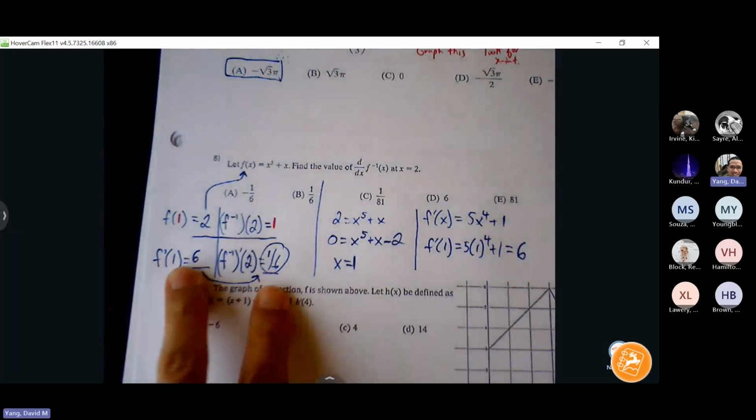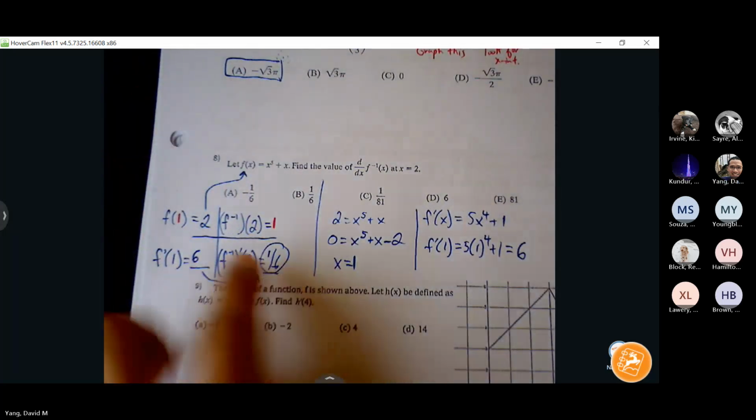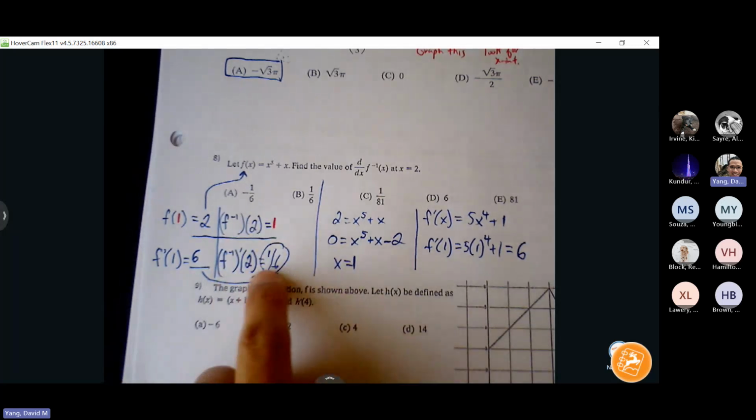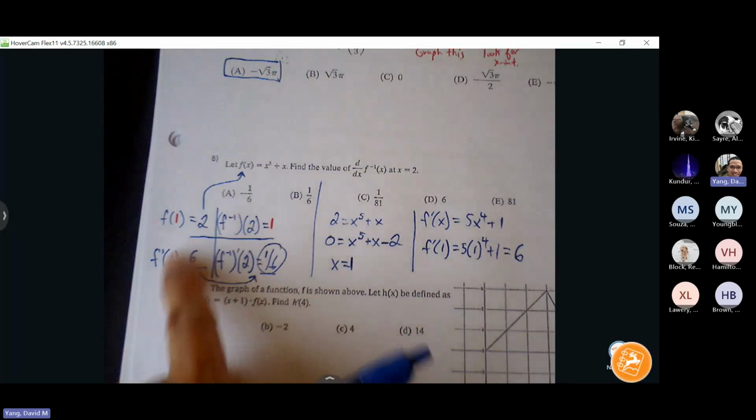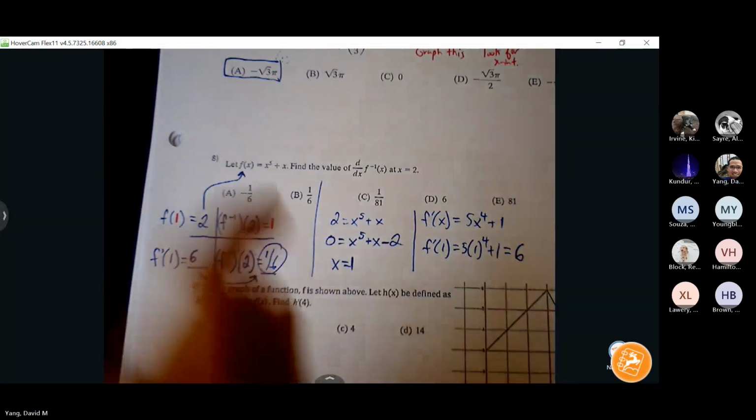There's always going to be that reciprocal relationship there. So we're not touching anything on the inverse side. We're doing everything on the function side, and then using that data to flip back over to the inverse.